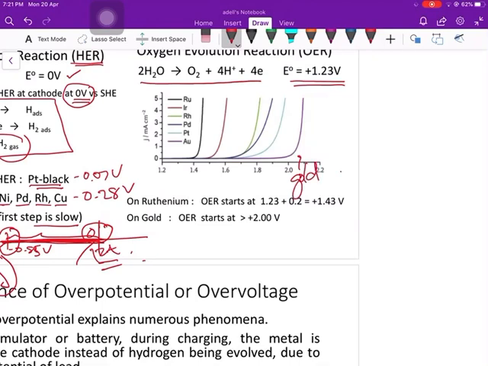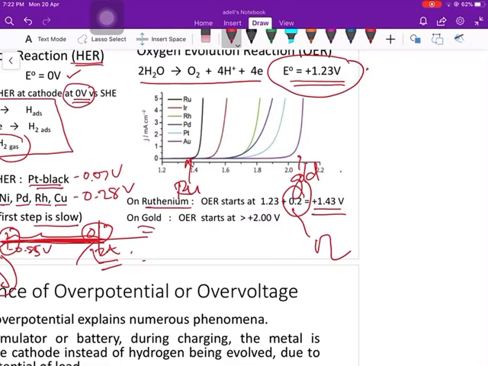The fastest electrode or material is ruthenium. Okay, ruthenium. The evolution of oxygen will start around 1.43 volt. So the standard is 1.23, only 0.2 volt as overpotential.